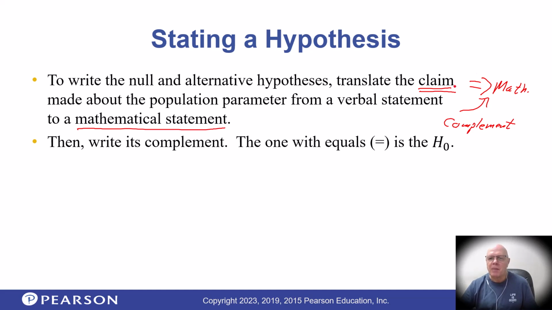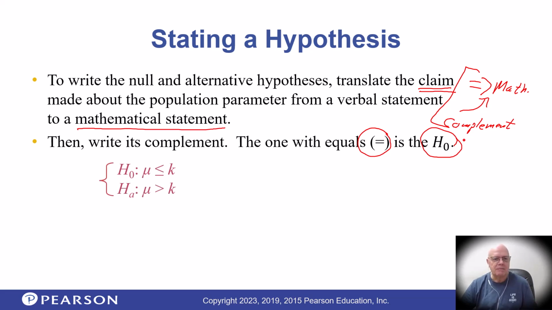The complement is the exact opposite of the statement. Now you'll have two math statements, and the one that has an equal somewhere in it will be the null hypothesis. Very easy. So you start with the claim, write its opposite. Then you set them up. The null is the one that has equals. The one that's remaining is the complement. It'll be the alternate hypothesis.